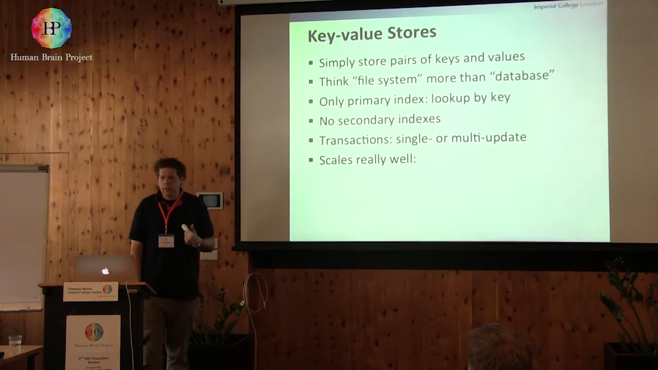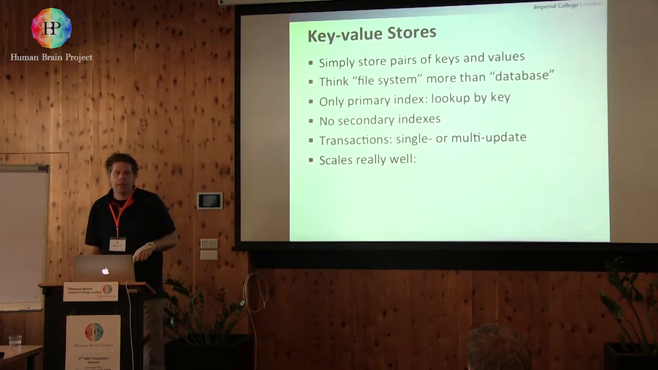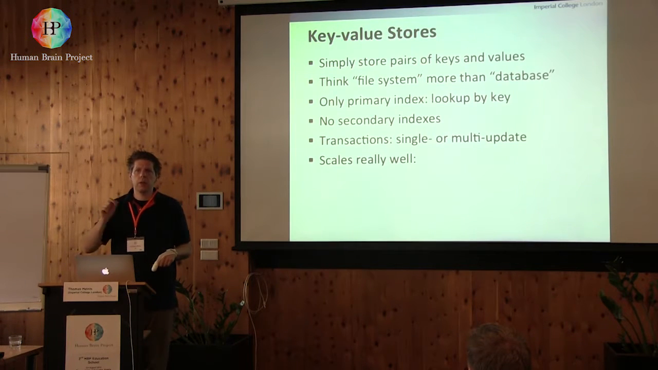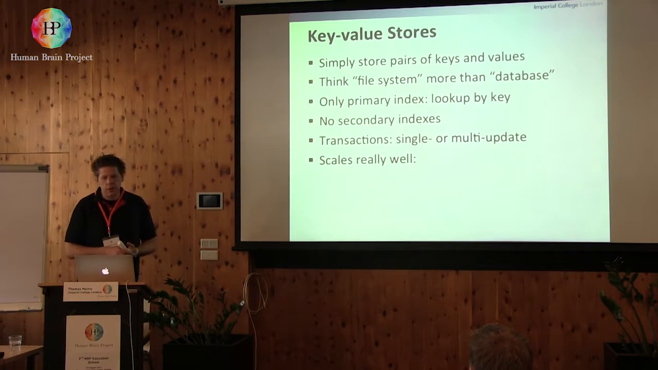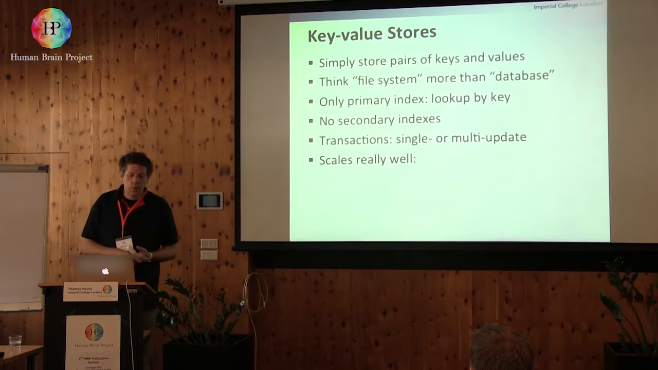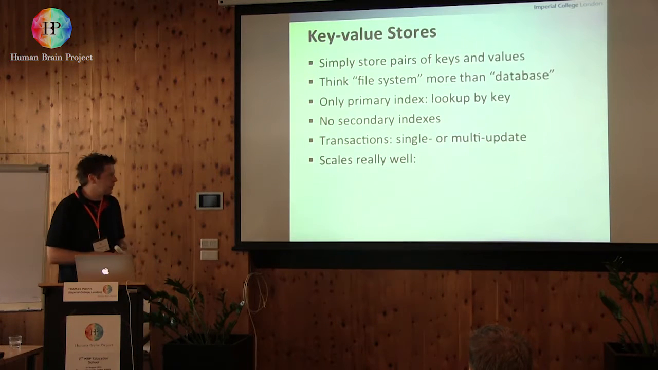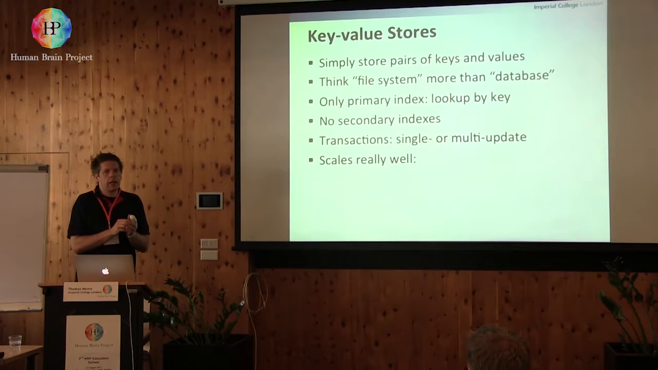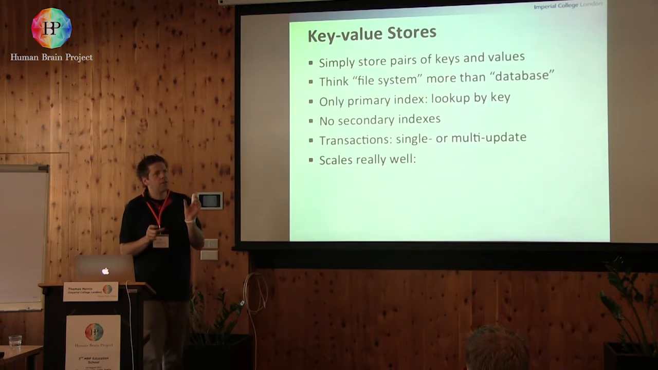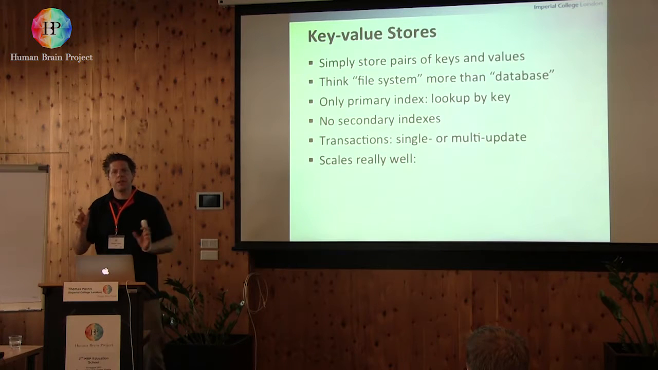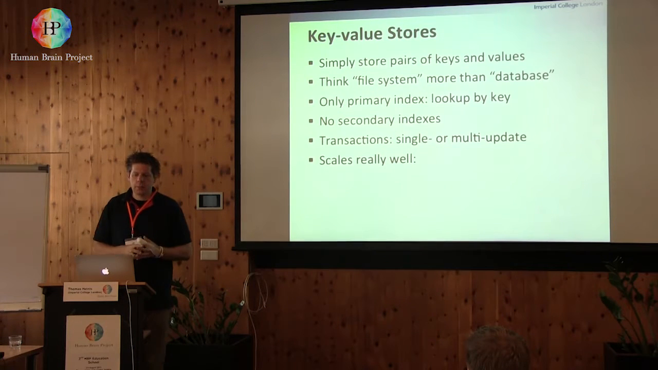And you only have one primary index, and you look up by key. Just give it the key, it looks up, and gives you back the result, the value, the object. There are no secondary indexes, and there are no transactions, or there are only single-update transactions. So basically, every operation is in itself a transaction and is guaranteed to have ACID properties, but you cannot have transactions with several different key value pairs at the same time.